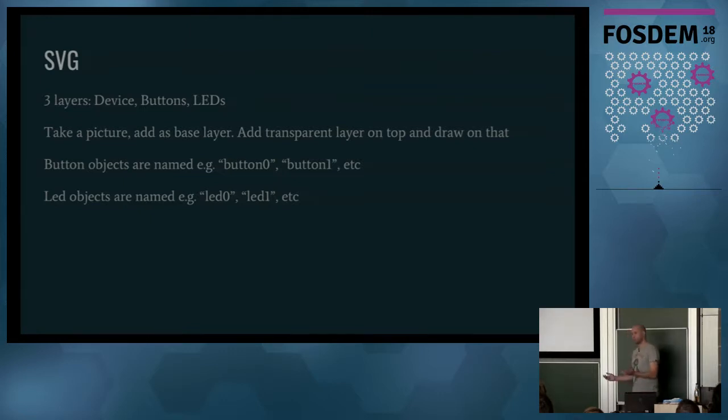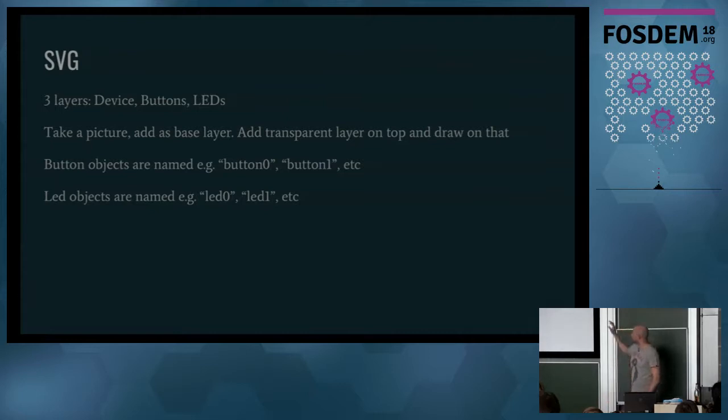The easiest way to do the SVGs is basically to just take a picture of the mouse from above, put it into the lowest layer of the SVG, put another one on top, make that semi-transparent, and then start drawing on top of that so you get the right shapes.